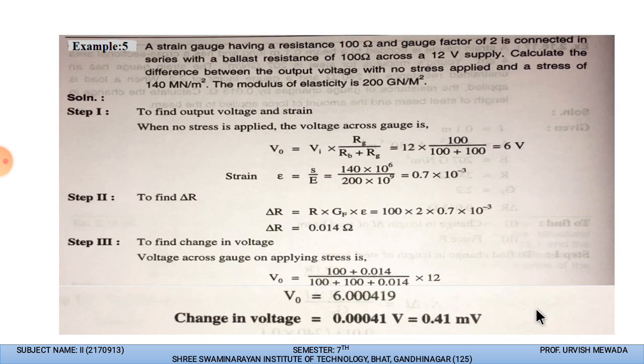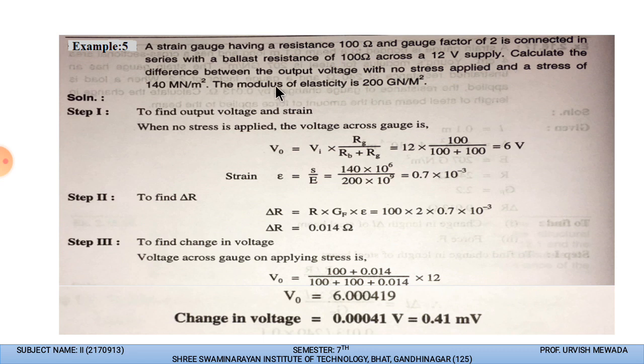Now let us discuss example number 5. So the strain gauge having a resistance 100 ohm, that is the original resistance, and the gauge factor is 2, is connected in series with a ballast resistance. So again, this is our bridge circuit, and the ballast is the compensating resistance for the strain gauge of 100 ohm. Both resistances are the same, the gauge resistance and the ballast resistance, across a 12 volt supply. So 12 volt supply is connected to the bridge circuit.